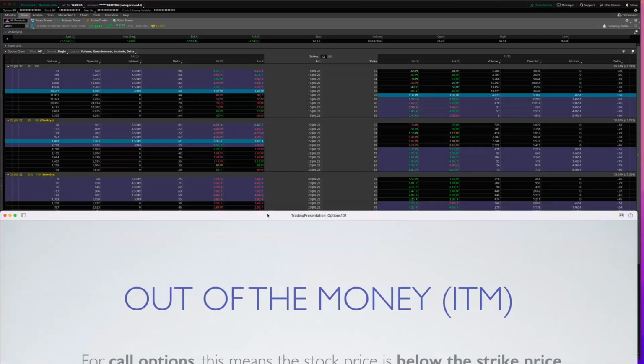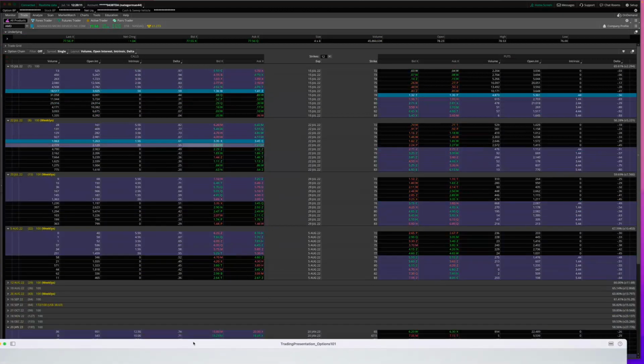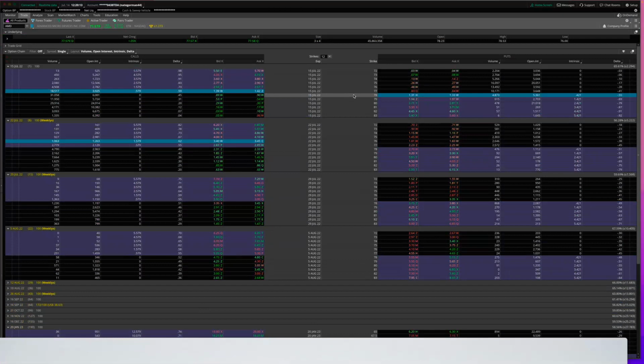So on a bet that the stock price is going to go up, if we're buying a call and we're betting that the stock price is going to go up, that would be the continued in the money. The in the money options would continue to flow up.